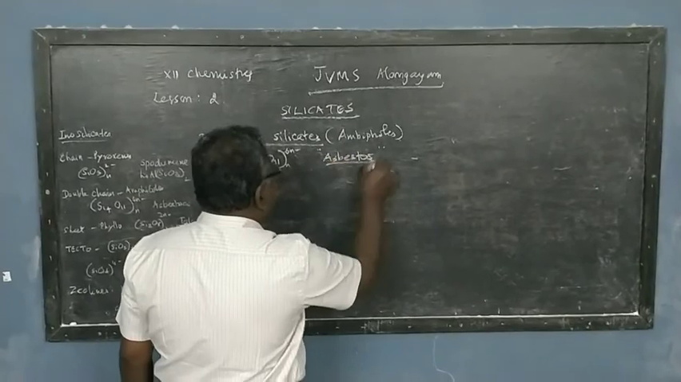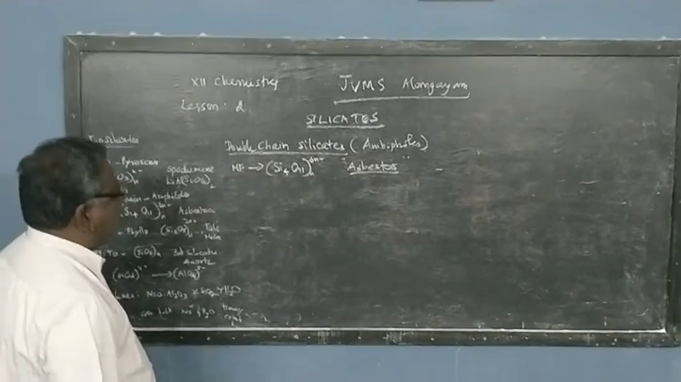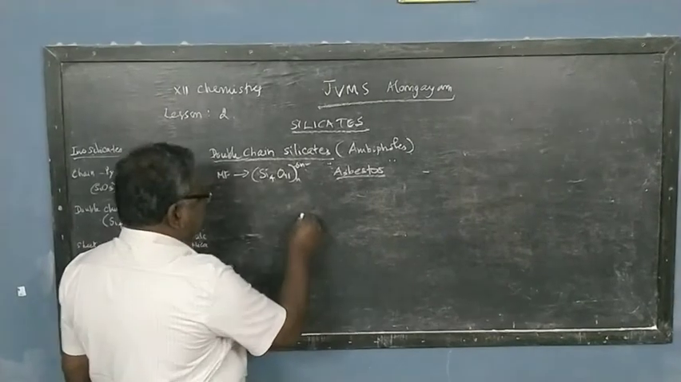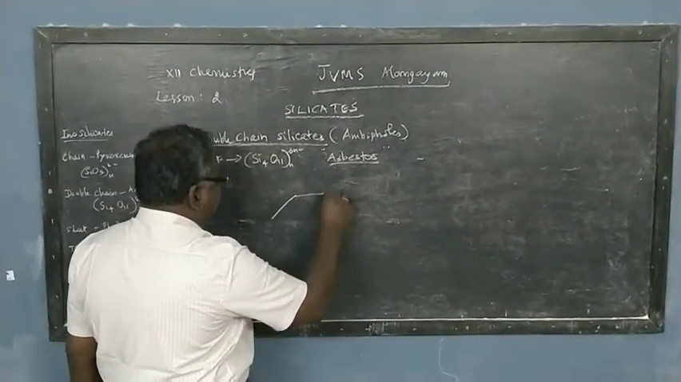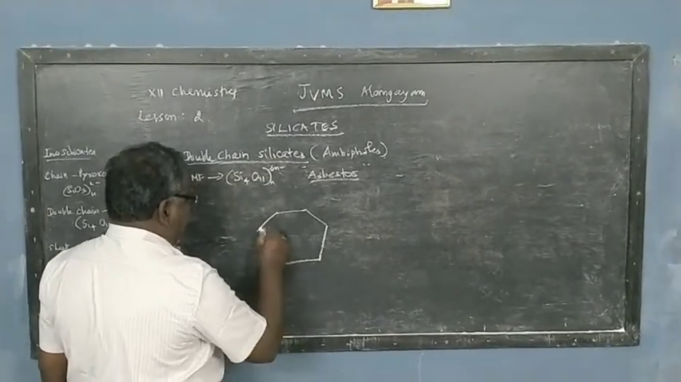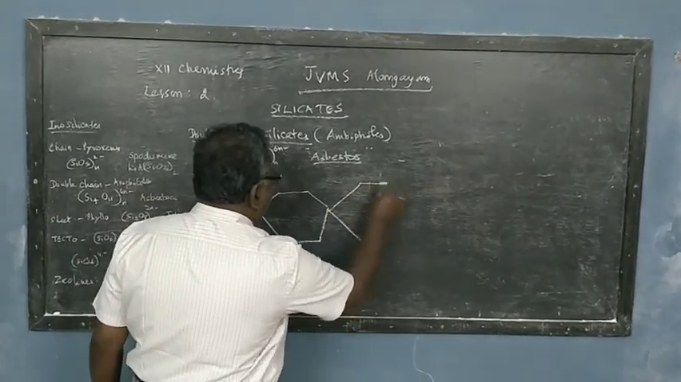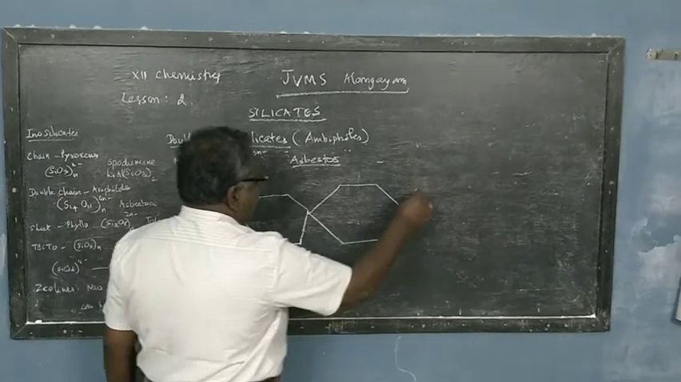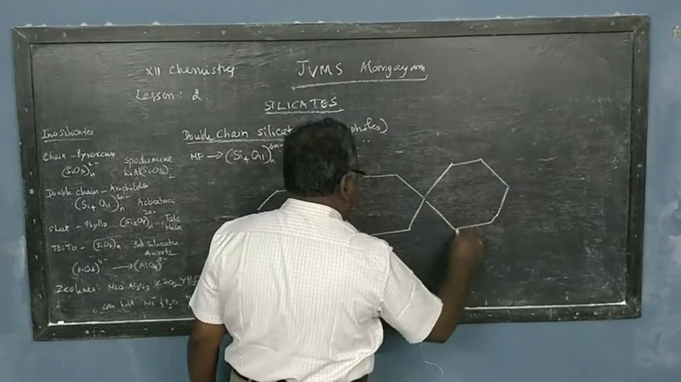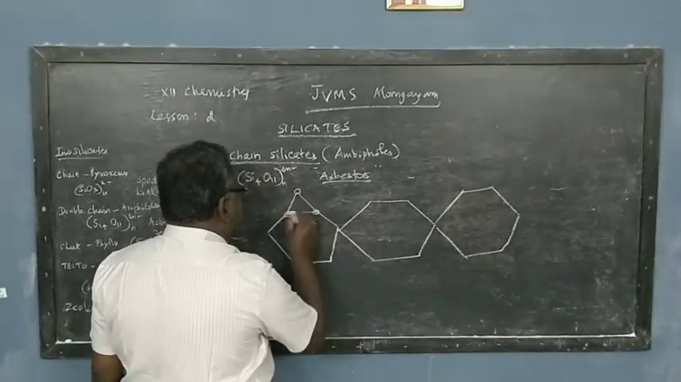Asbestos, which we see as sheets everywhere, no? So they are actually double chain silicates. So how to draw this double chain silicate? It is almost having one hexagonal ring, connected like this. Right? We have silicates. The SiO4 units are like this.